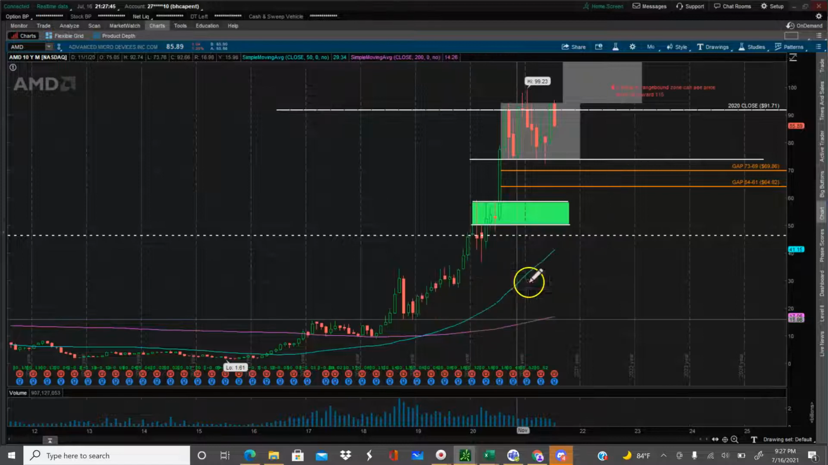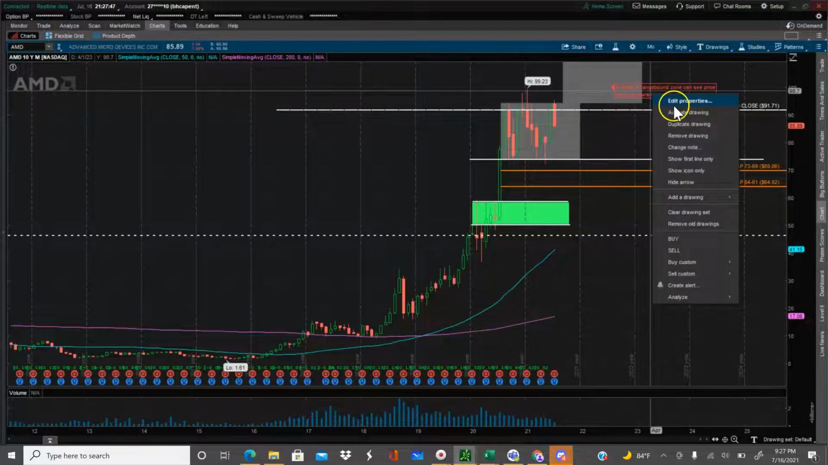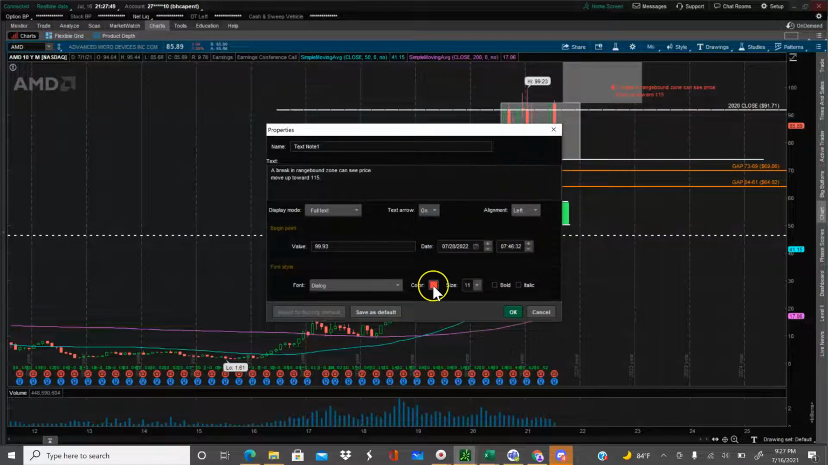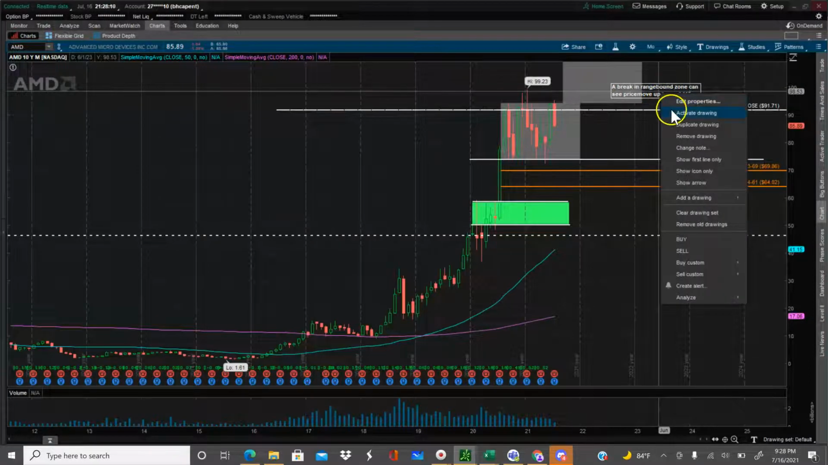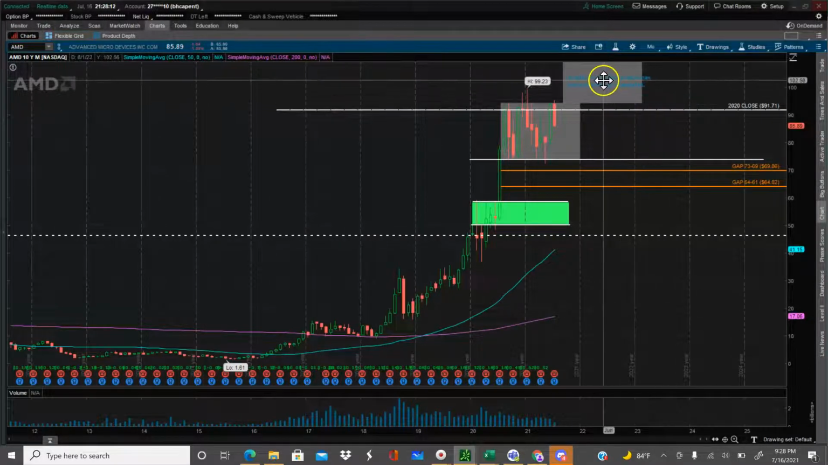All right, so we're going to put that here. We're going to make that white. I don't need a text arrow. Make that like that. Okay, there we go. Make that bold. Make that here. And we're going to move that over here inside this box.